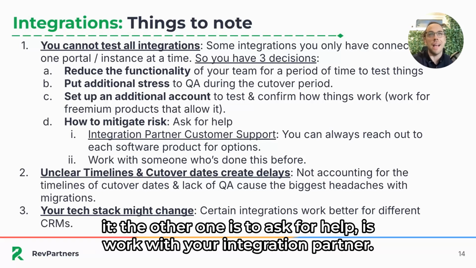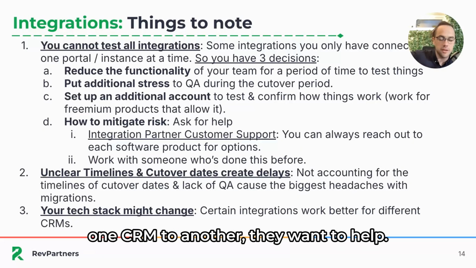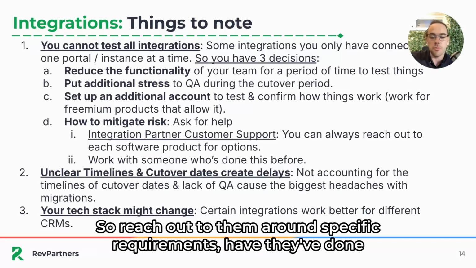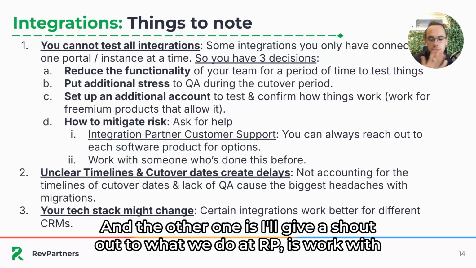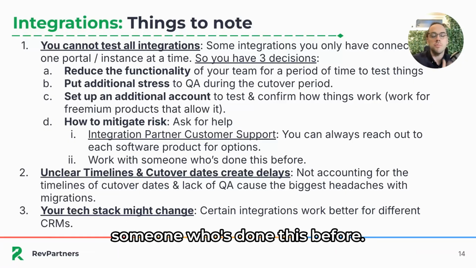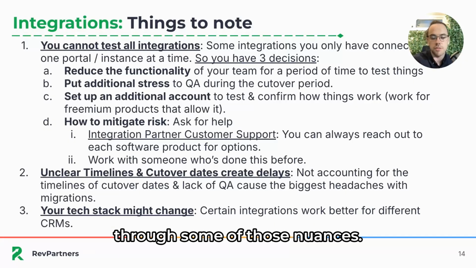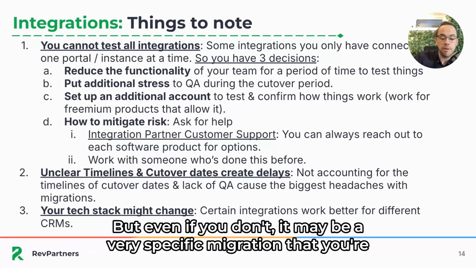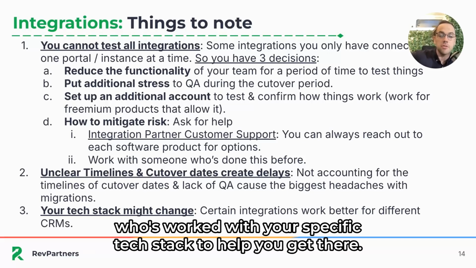The other one is to ask for help and work with your integration partner. They want you to keep using their software, even if you're moving from one CRM to another. They want to help, so reach out to them around specific requirements. If they've done this type of integration, look up that specific documentation. And the other one, I'll give a shout out to what we do at RP, is work with someone who's done this before. We've done hundreds of migrations at this point, and we've worked through some of those nuances. But even if not, maybe there's a different service provider who's worked with your specific tech stack to help you get there.